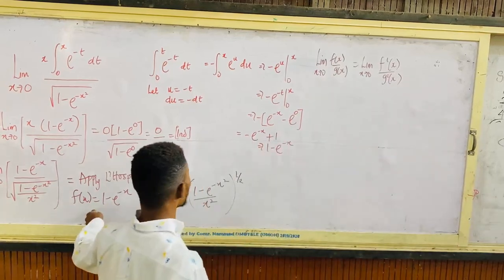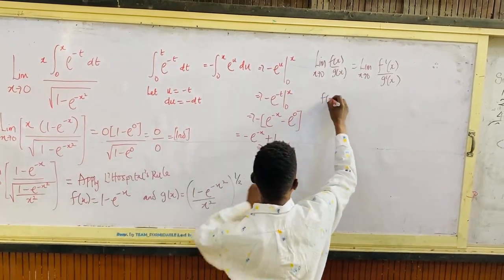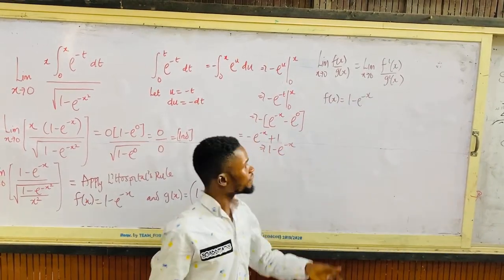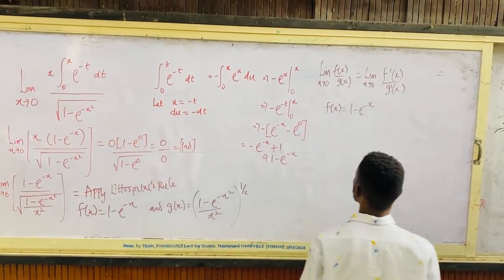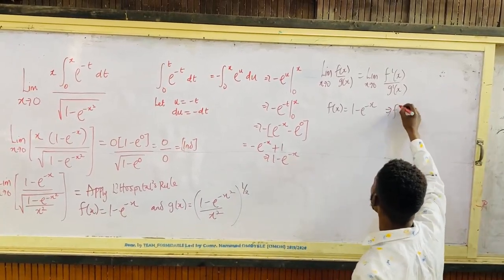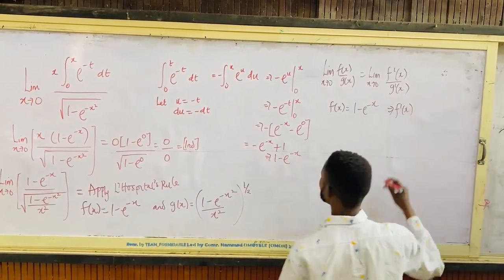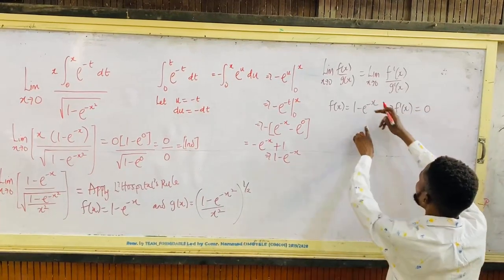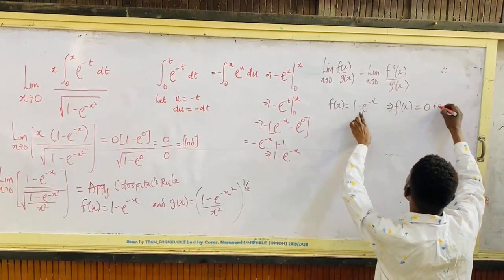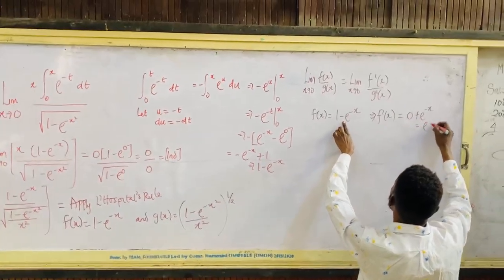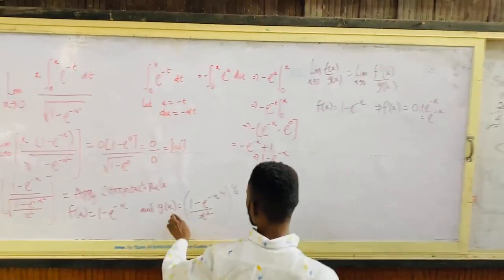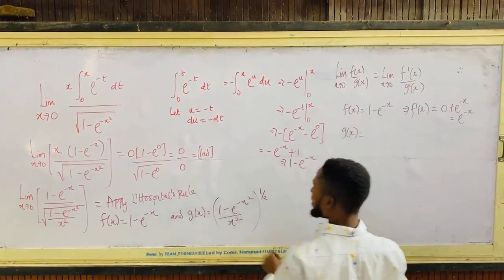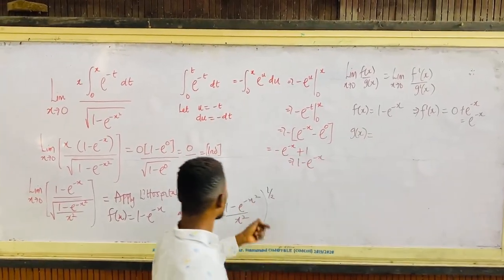Now f of x is 1 minus exponential minus x. So if f of x is 1 minus exponential minus x, that implies f prime of x, the derivative of 1 is 0, plus exponential minus x, which is exponential minus x. And this is g of x, which is the square root of 1 minus exponential minus x squared over x squared.